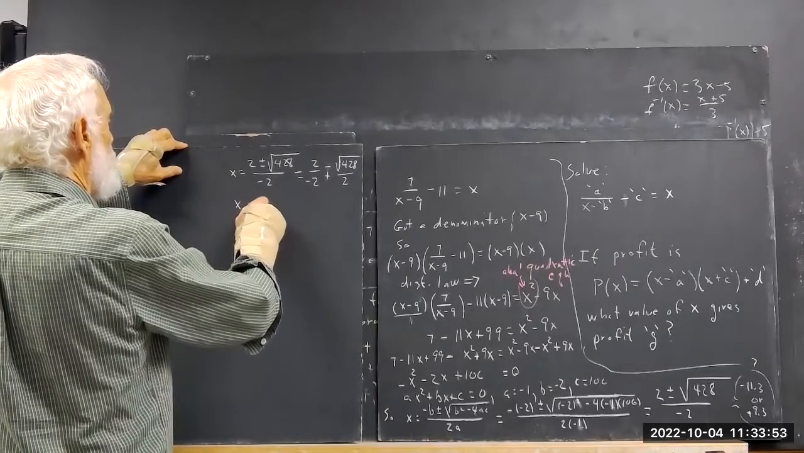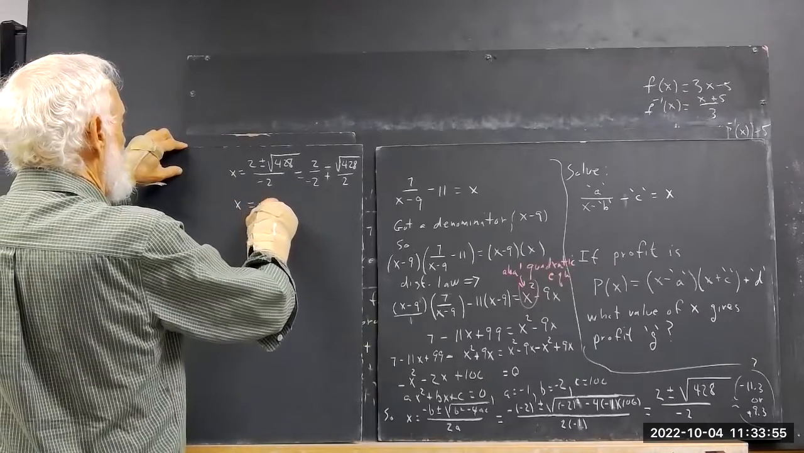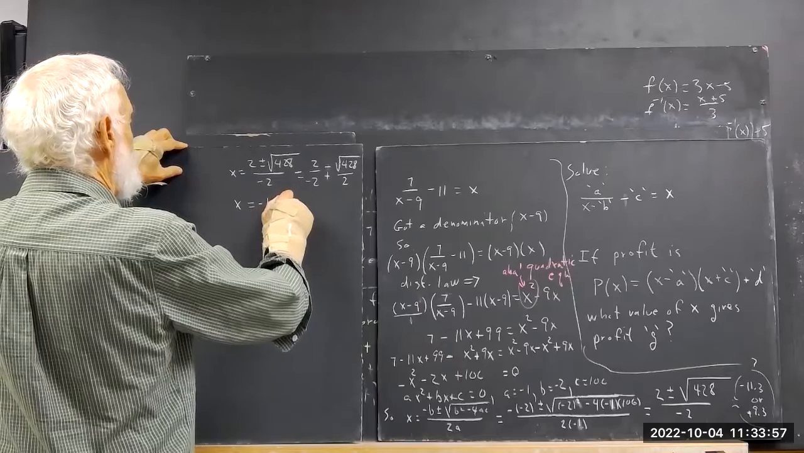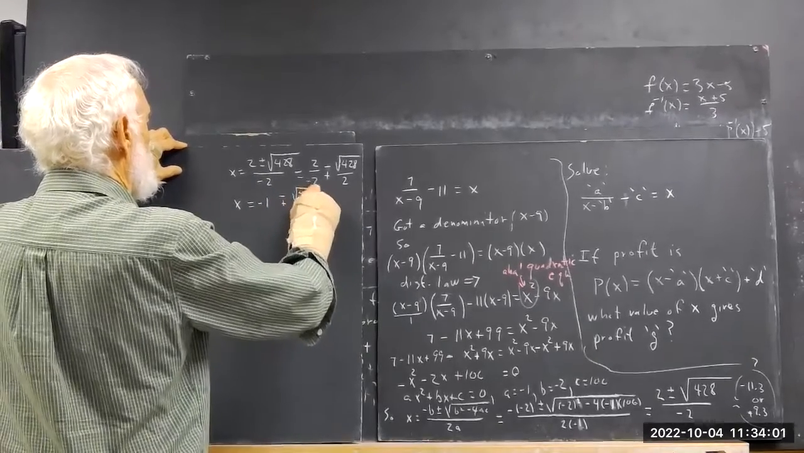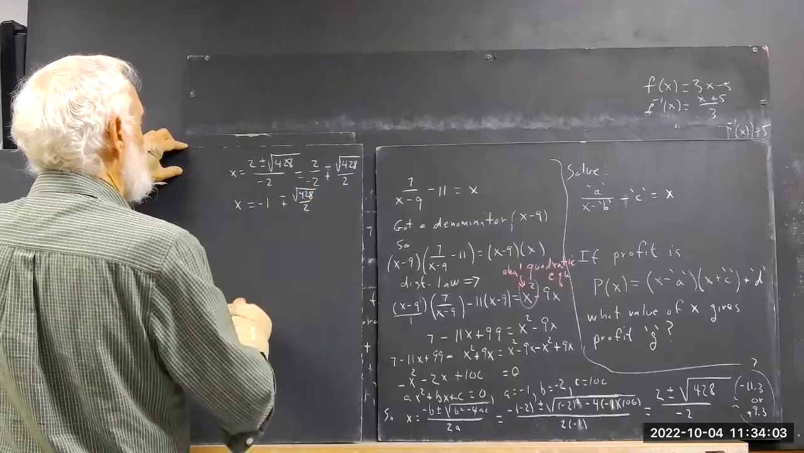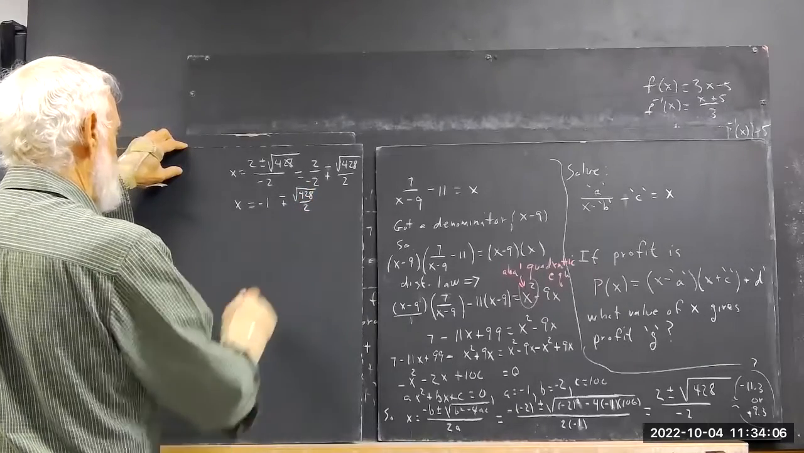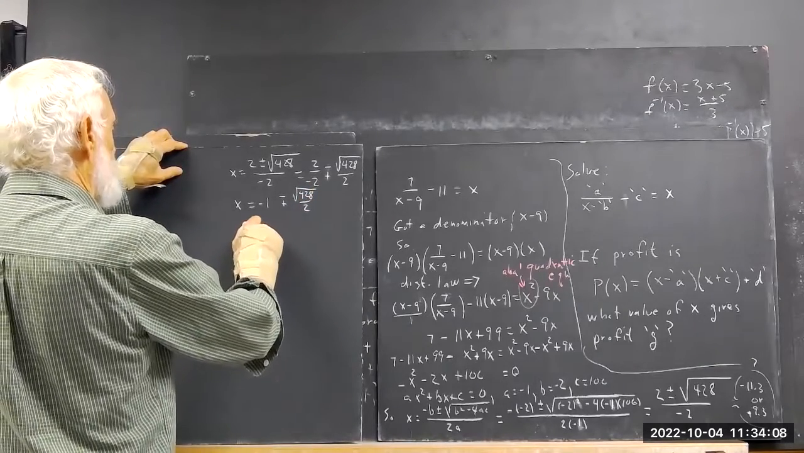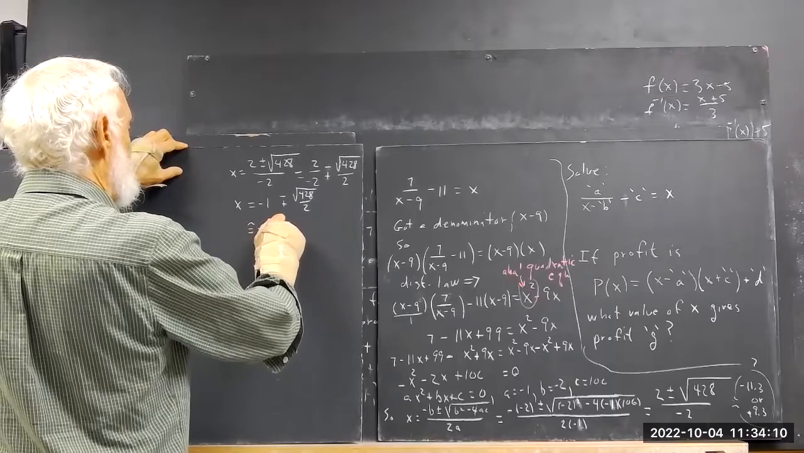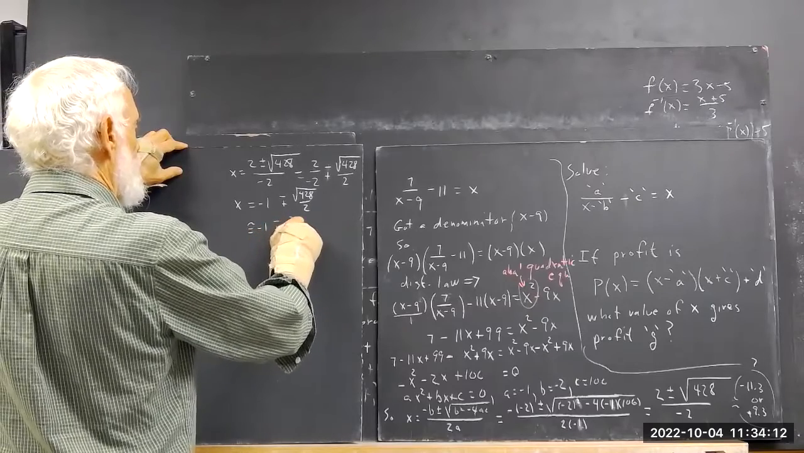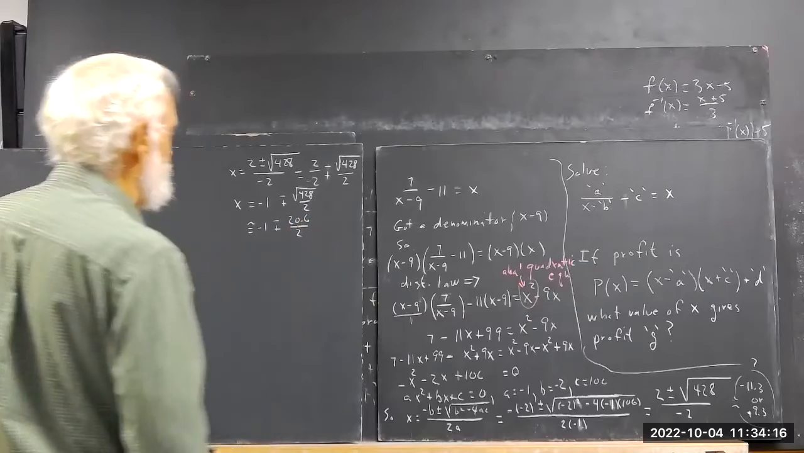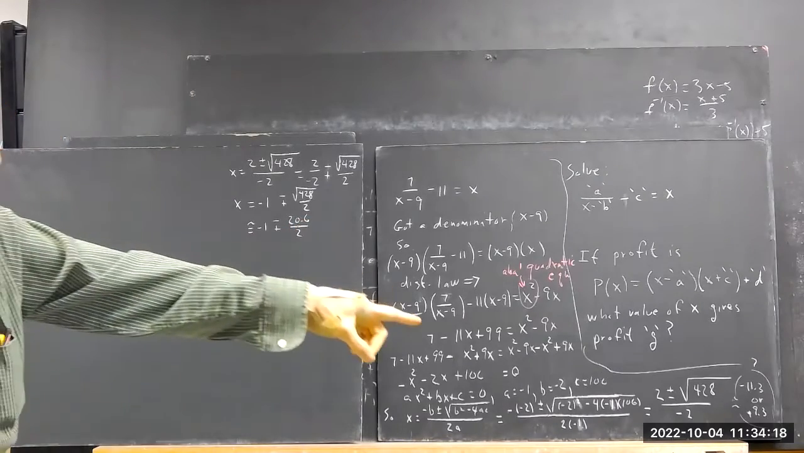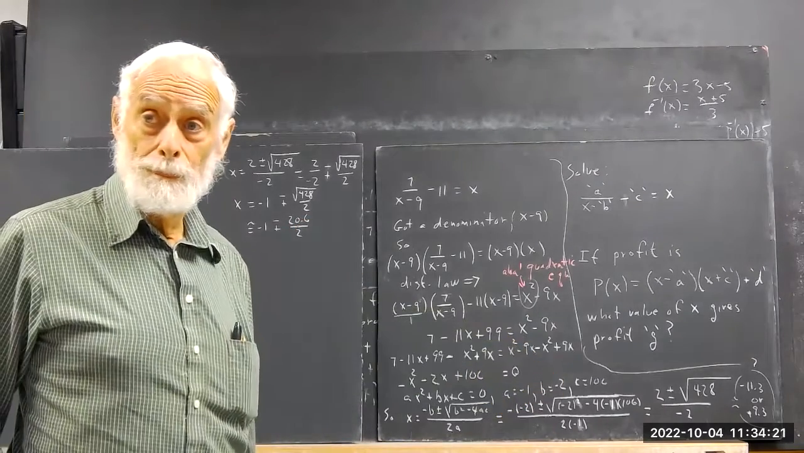So x equals -1 minus or plus the square root of 428 over 2. And that is approximately -1 minus or plus 20.6 over 2. And you can then get your numbers.